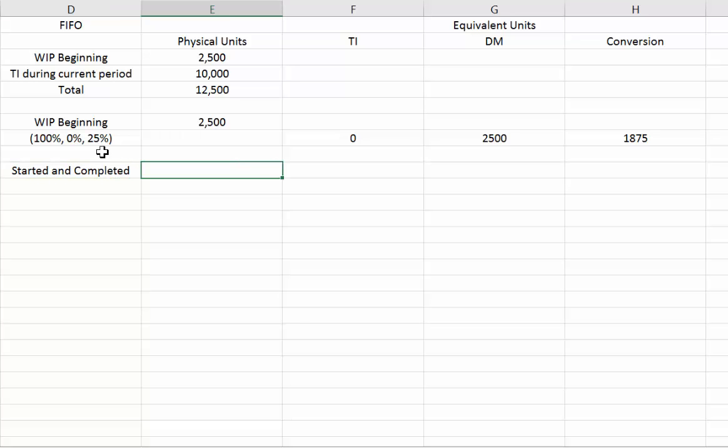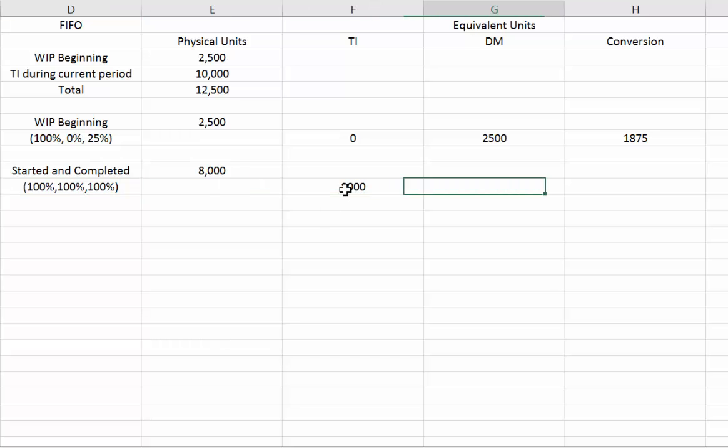If you take a look at the question, during the current period, there are about 10,500 units actually completed and transferred out. So now I will have to subtract the assumed 2,500 beginning units completed and transferred out to get the number, which is 8,000. I'm pretty sure they are all 100%. So you have to complete them from 0 to 100%. So therefore they are all 8,000.